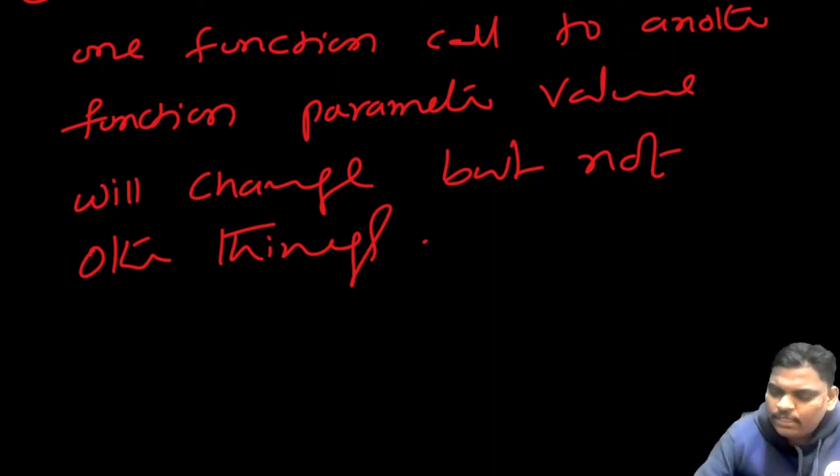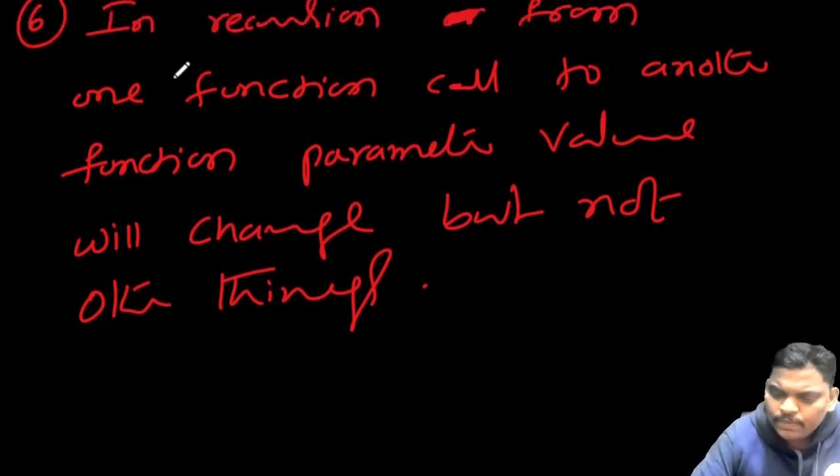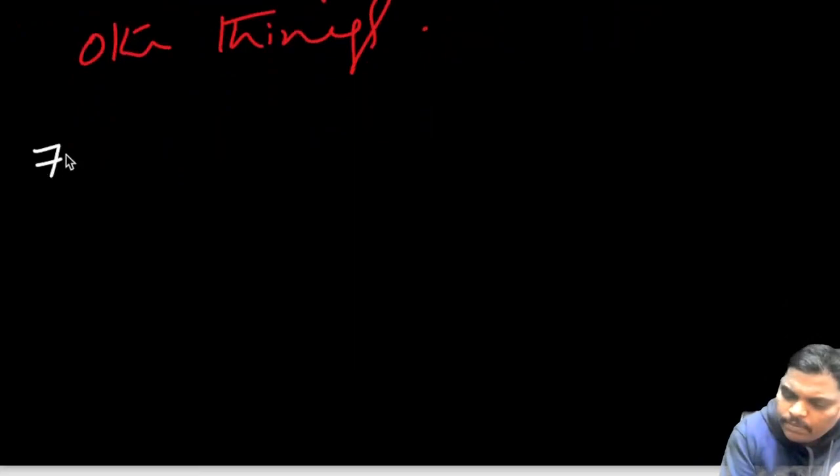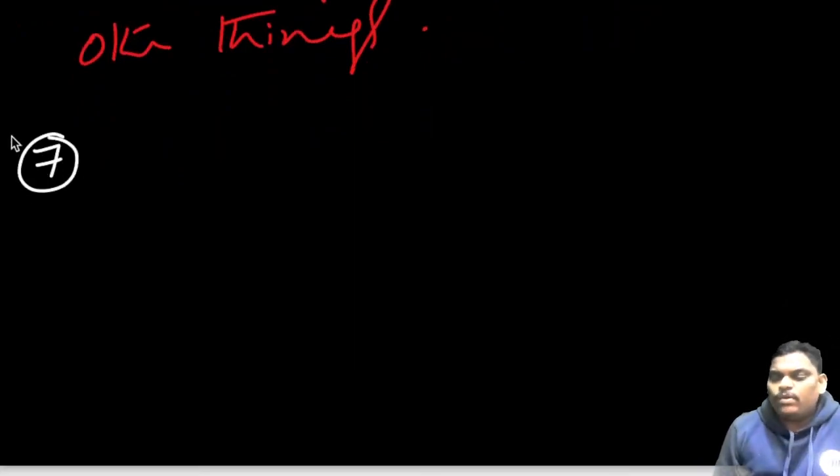Right, go to the next one now. I think the 6th point is also over. 7th point: in recursion, from one function call to another function call, the parameter value will change, but not other things.